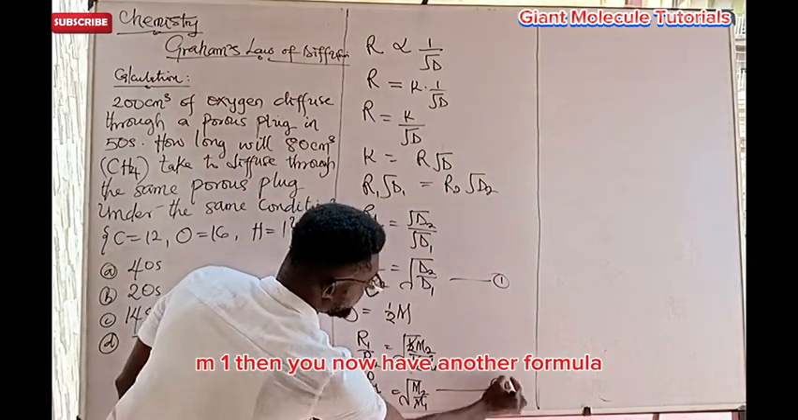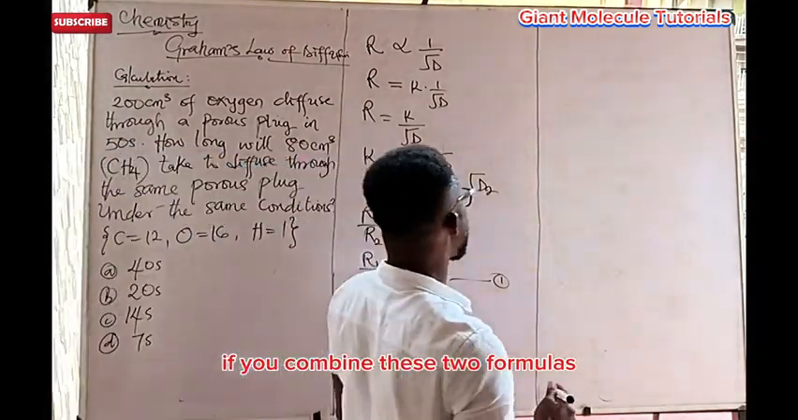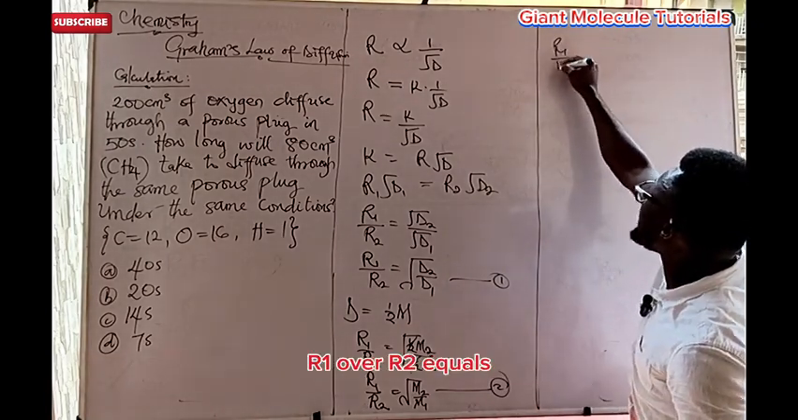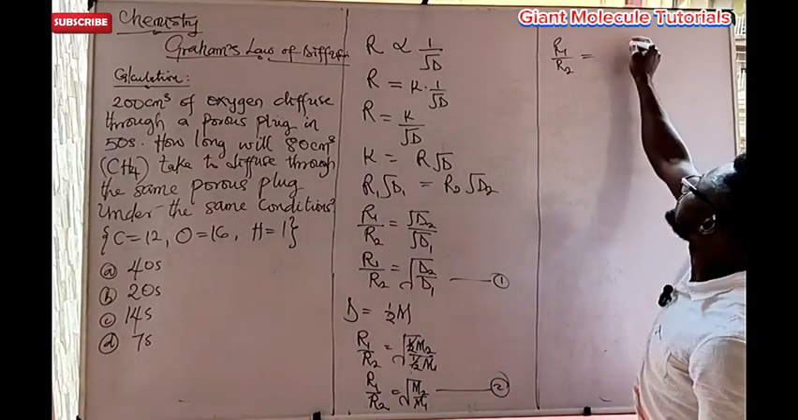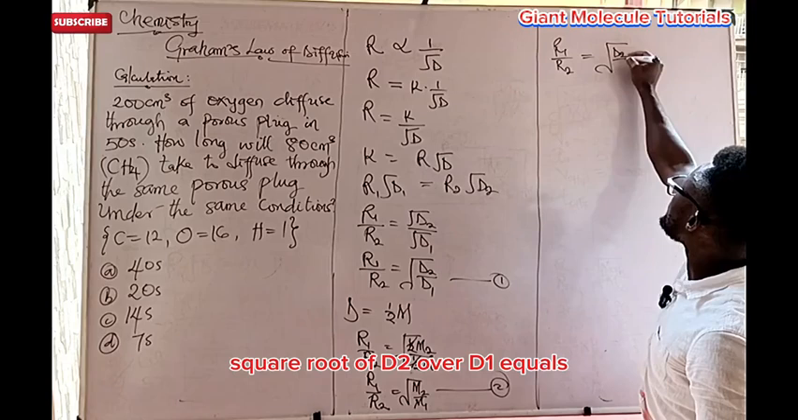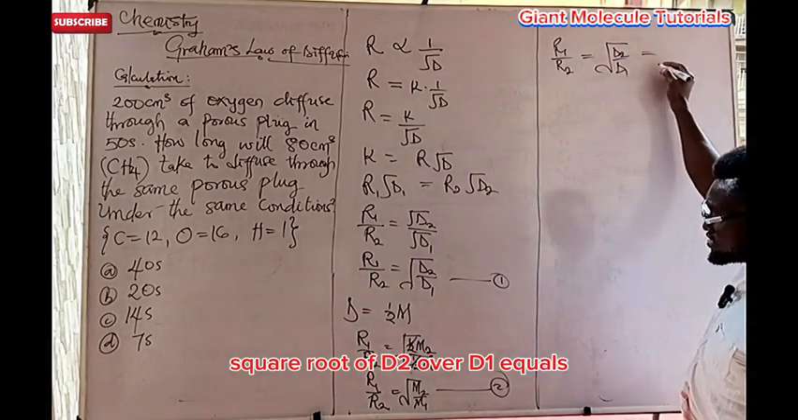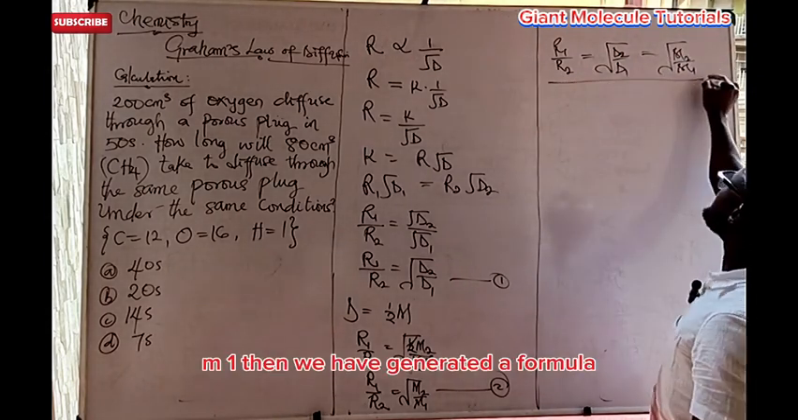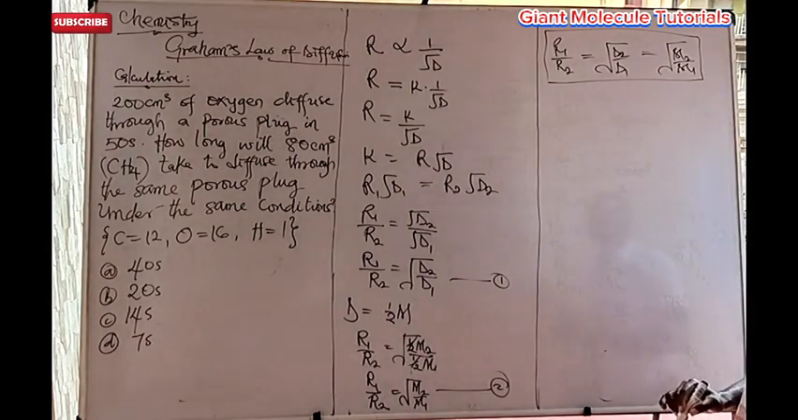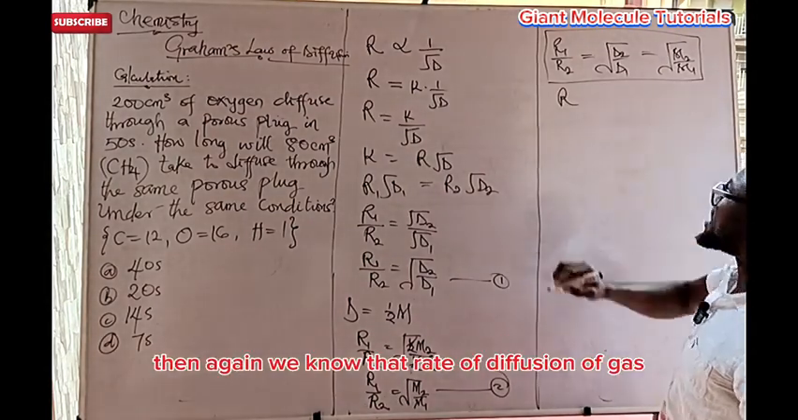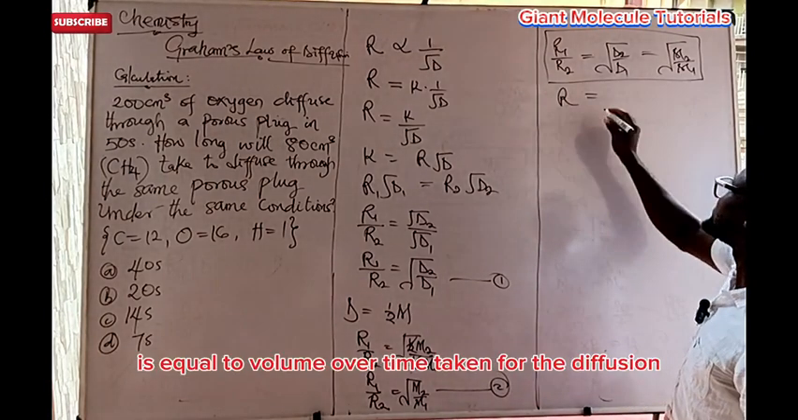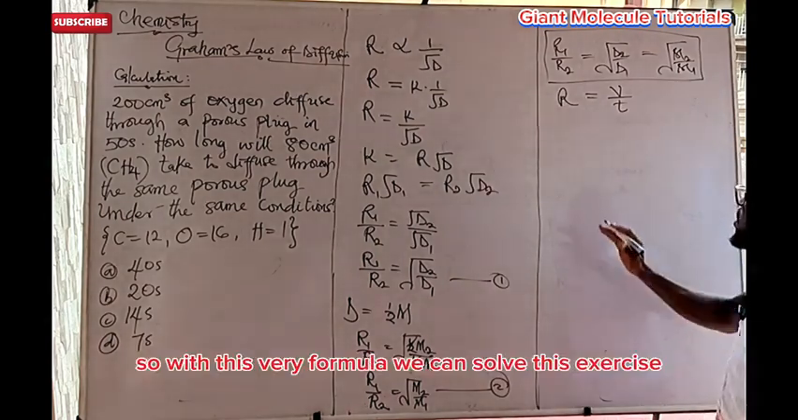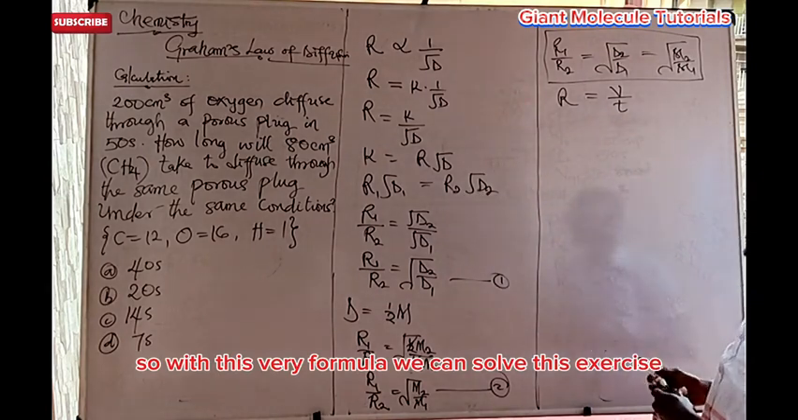Then you now have another formula. If you combine these two formulas, we have a general formula. This first one, that rate R1 over R2 equals square root of D2 over D1 equals square root of M2 over M1. Then we have generated a formula. Then again, we know that rate of diffusion of gas is equal to volume over time taken for the diffusion. So with this very formula, we can solve this exercise.